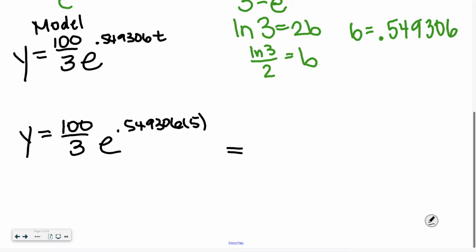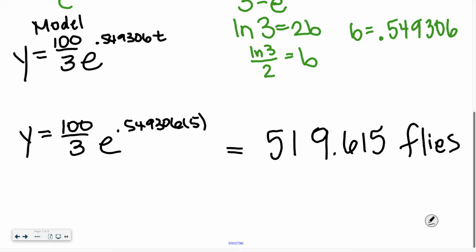How many flies do you have? Rounded up about 518. 518.8? Okay. Yes. That's what I got too, Caden. Let me see what you typed. I rounded.